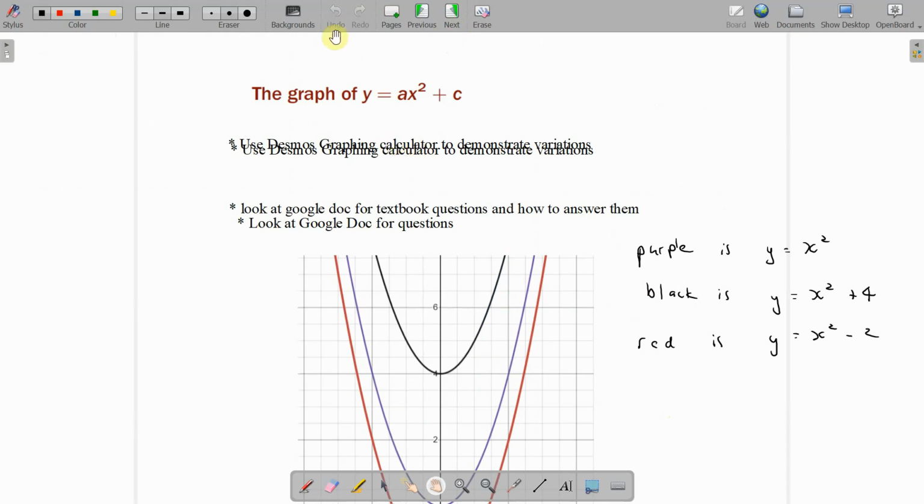Now, a little bit of a double up there for some reason. Let's just get rid of that. There we are, that's better. Okay.